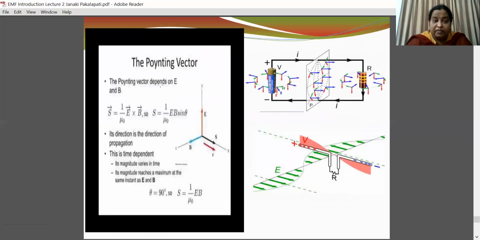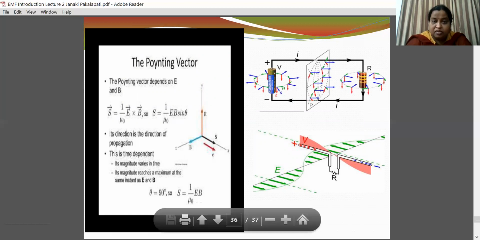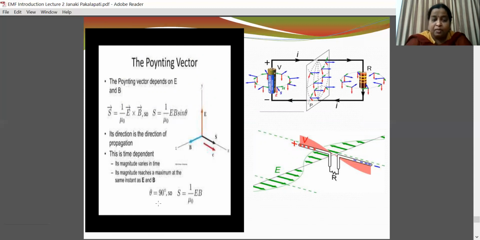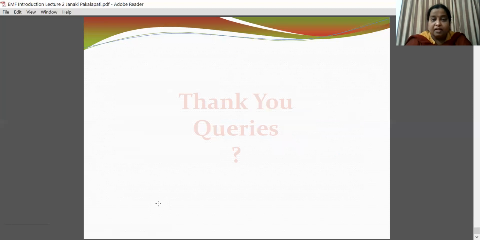And this is the Poynting vector, which depends on E bar and B bar. Simply we can say S bar is equal to E bar cross B bar. This is how the Poynting vector direction is moving. These are the few parameters I'm highlighting in this particular topic, but later when we go in depth, we'll be discussing in detail.